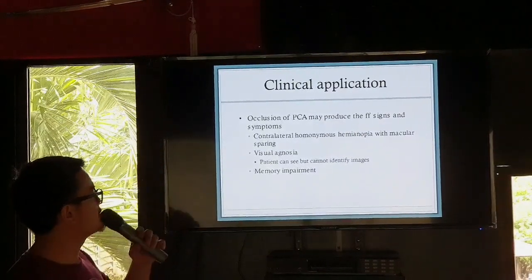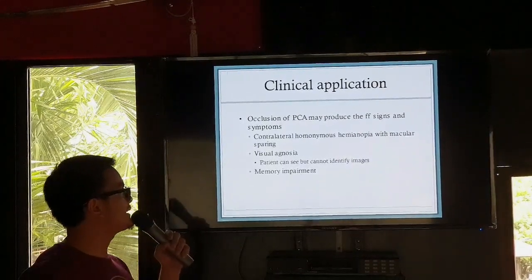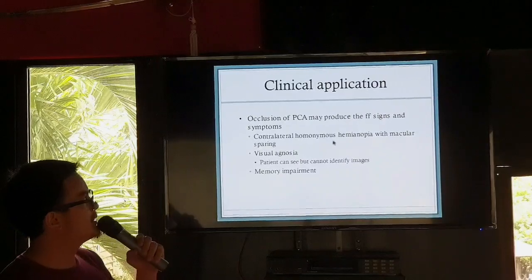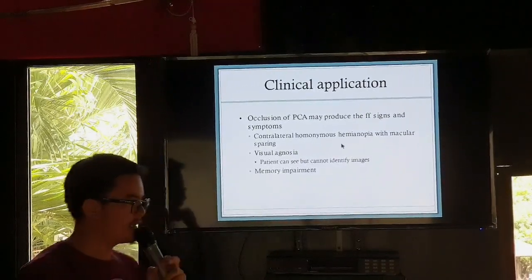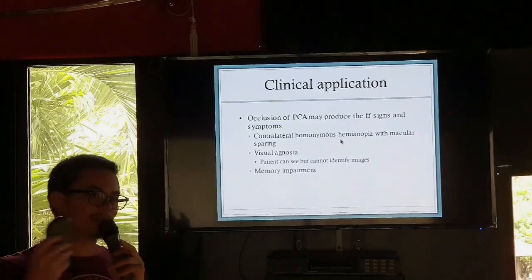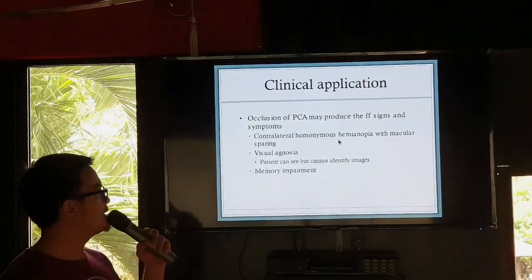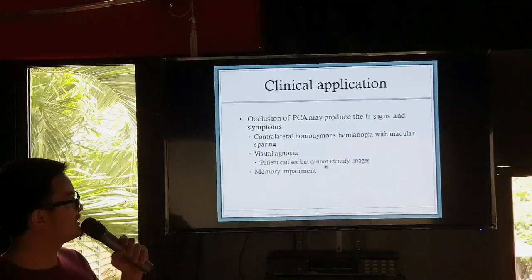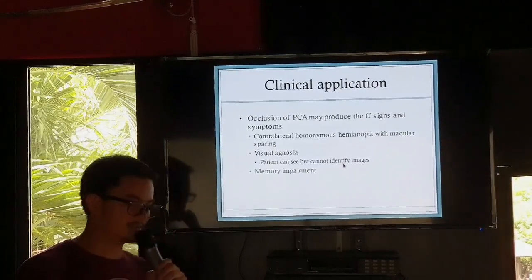Occlusion of the posterior cerebral artery produces the following signs and symptoms. So contralateral homonymous hemianopia. What is homonymous hemianopia? Cannot see one half of the same side. Okay? Visual agnosia. A patient can see but cannot identify images. So imagine that.